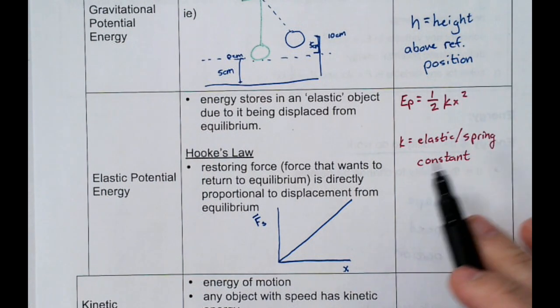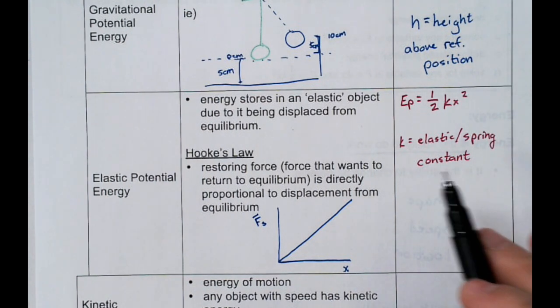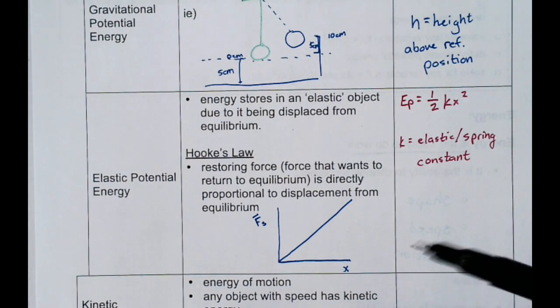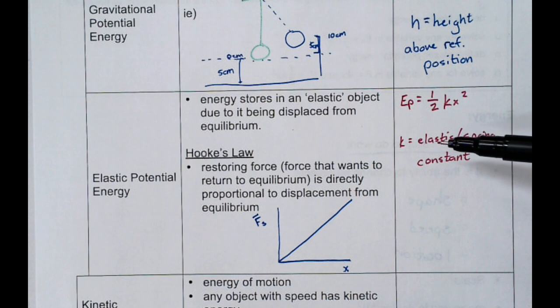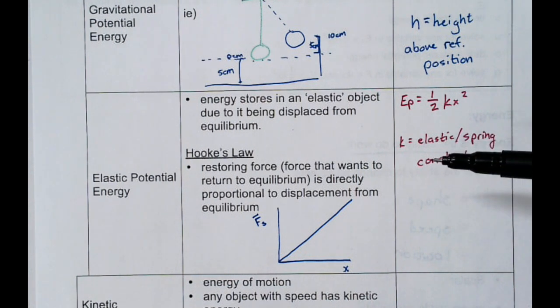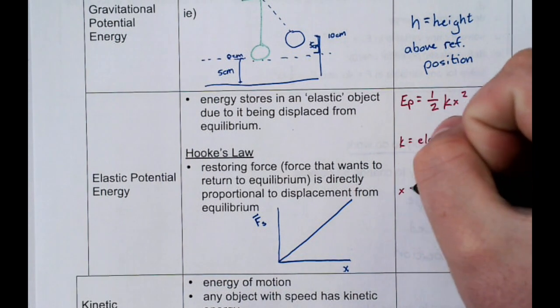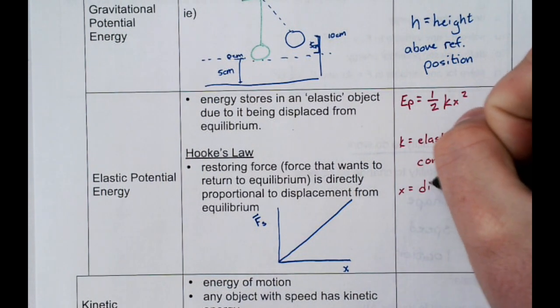The word constant in here is maybe a little misleading in that it is not the same for every single situation. Each scenario or each example is going to have a different elastic spring constant. The reason it's constant is because no matter how far you pull that elastic band, it has the same value. That value doesn't change in that entire situation. And then what the X stands for is displacement.